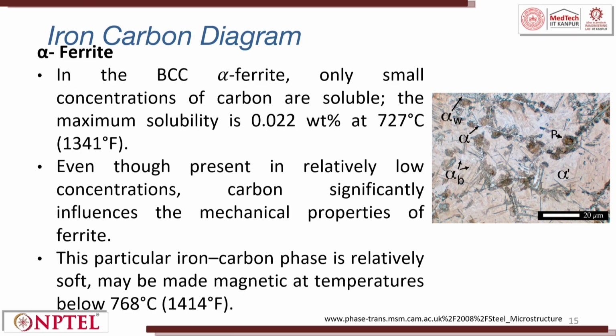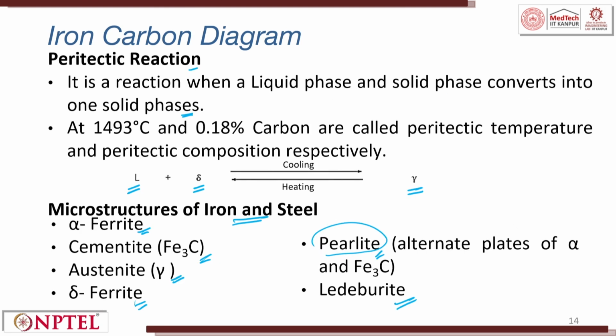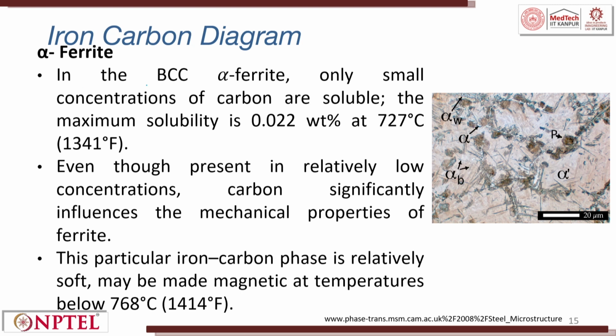So let us look at the microstructure, then you can understand more, because what we showed here was a schematic diagram. Let us see it in a little more detail. In BCC alpha ferrite, only a small concentration of carbon is soluble. The maximum solubility is 0.02 weight percent at 727 degrees Celsius. If you go below that, nothing is going to happen. Even though present in relatively low concentration, carbon significantly influences the mechanical properties of ferrite.